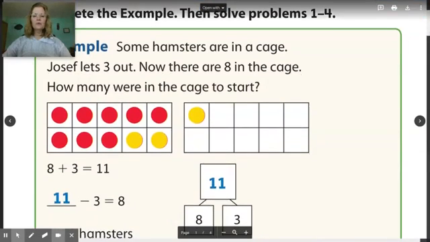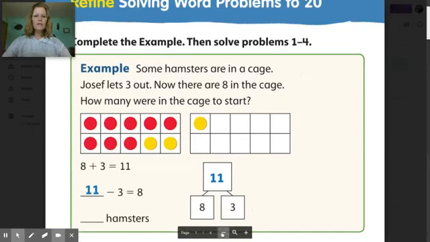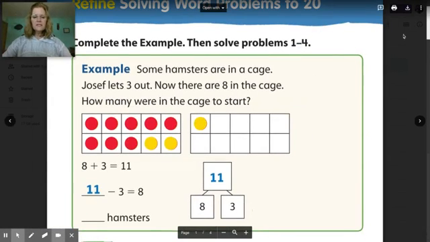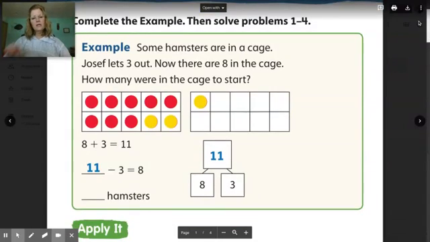So this is a sample problem, and I need to minimize it because it is way too big. There we go. Some hamsters are in a cage. Joseph lets 3 out. Now there are 8 in a cage. How many were in the cage to start?